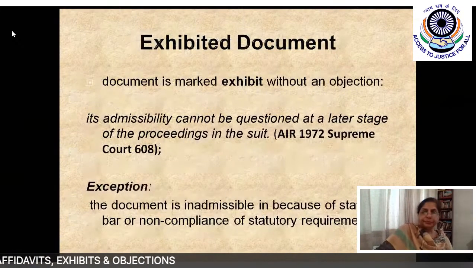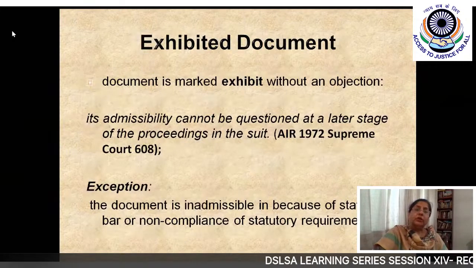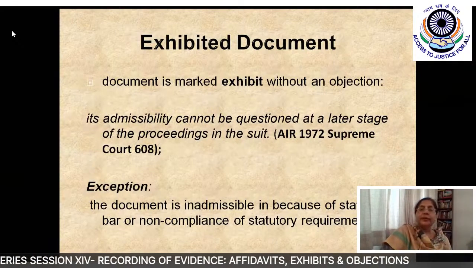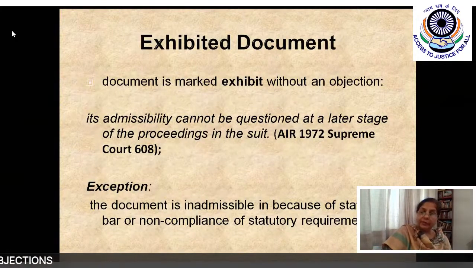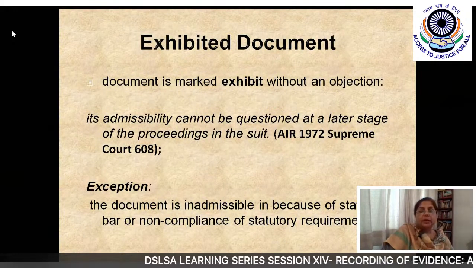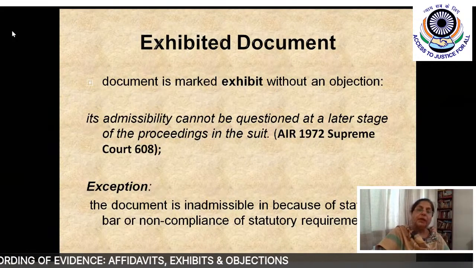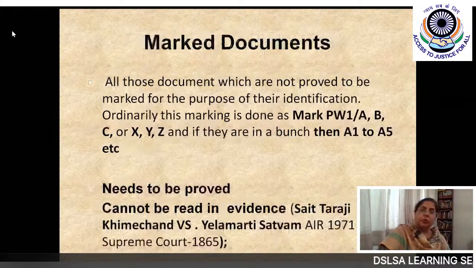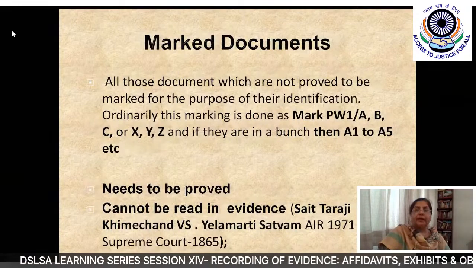Now, once a document has been exhibited without an objection, its admissibility cannot be questioned at a later stage on the question of it not having been proved according to the true procedure. Of course, there is a rider and exception which we must remember, and that is it is inadmissible if because of some statutory bar or non-compliance of statutory requirement, the document is made inadmissible by law. The second category, of course, as we discussed, were the marked documents, which is done generally by alphabets.